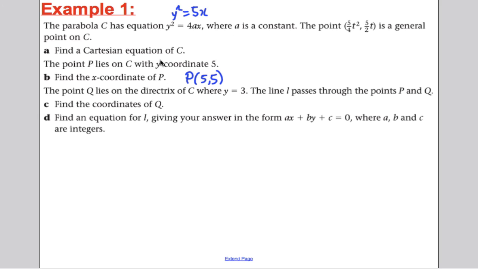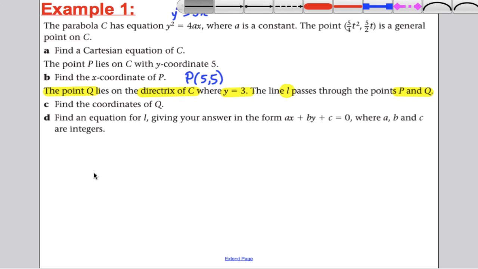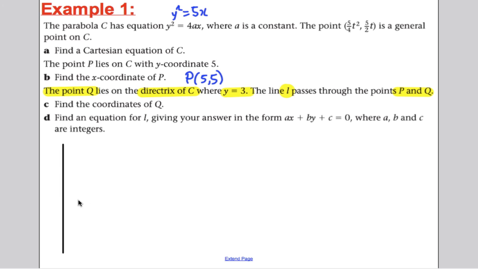Now the next part, it says Q lies on the directrix of C, where y is equal to 3. So Q is some point that lies on the directrix of the curve and its y coordinate is equal to 3. The line L passes through the points P and Q. Find the coordinates of Q. Okay, time for a picture. Should draw a picture here, just to get in our head what on earth is going on.